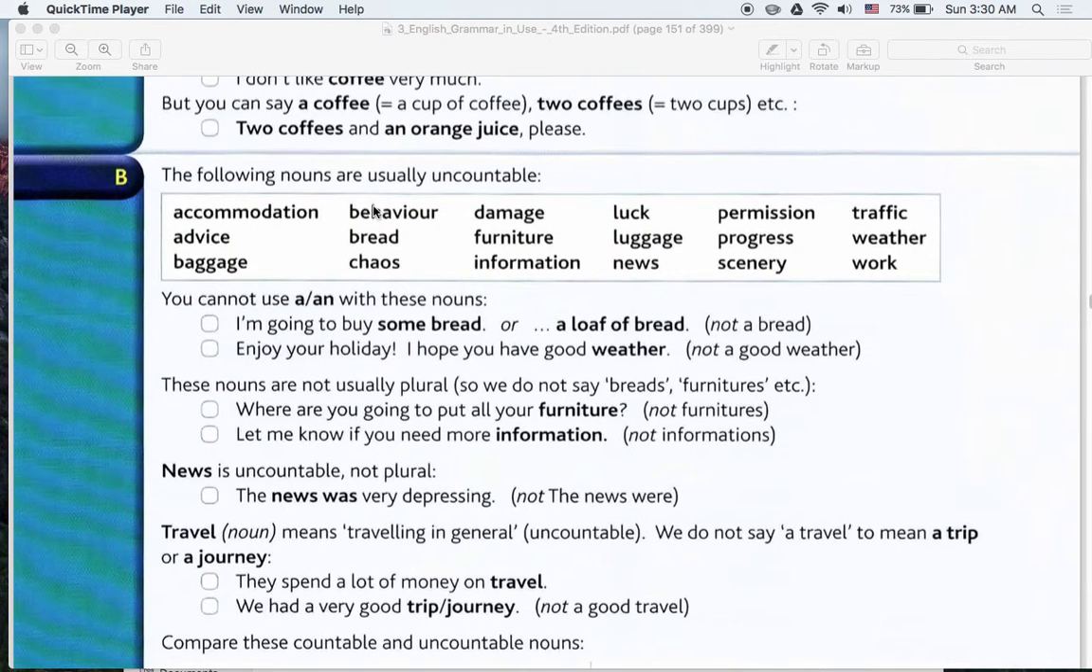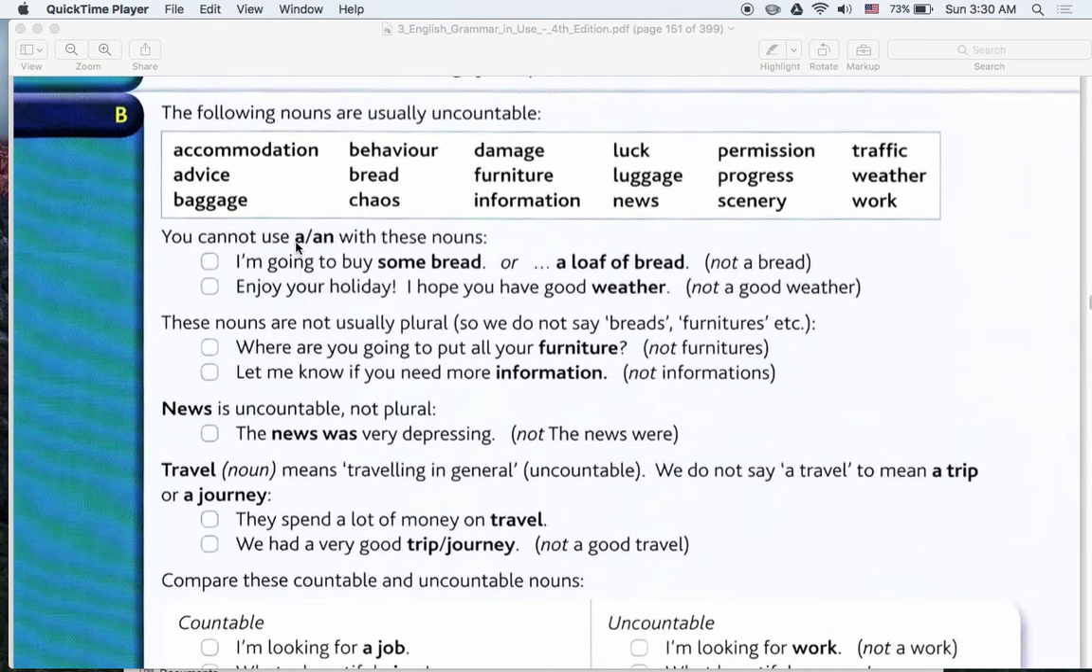The following nouns are usually uncountable: accommodation, advice, baggage, behavior, bread, chaos, damage, furniture, information, luck, luggage, news, permission, progress, scenery, traffic, weather, work. You cannot use a, an with these nouns.